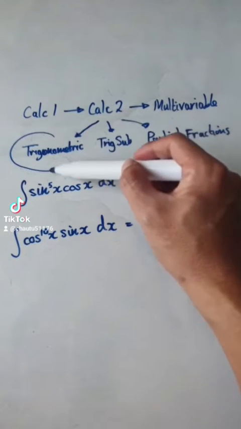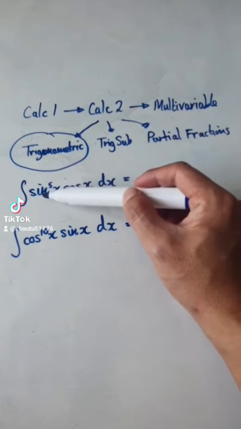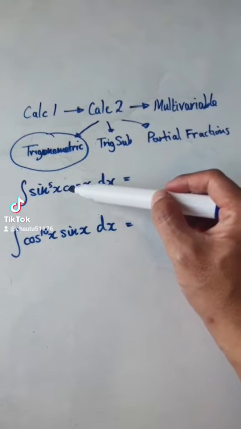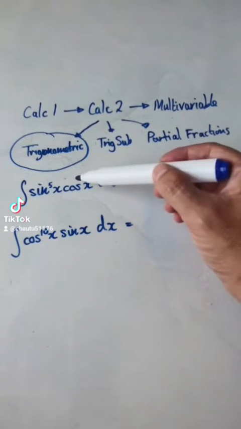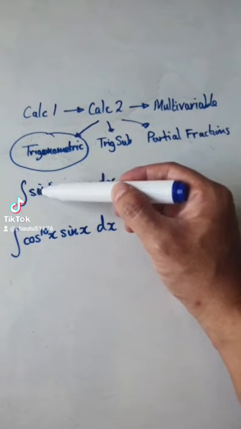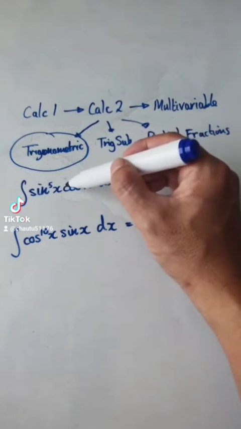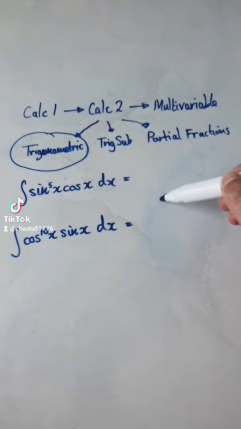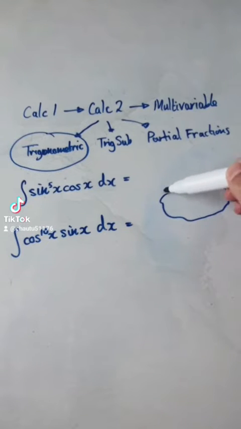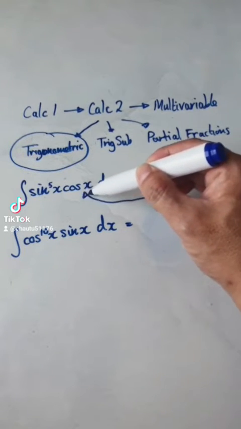Well, with trigonometric integration, you would get something like this. Integrate sine to the power of 5 x, cos x. So notice that cos is a derivative of sine. So when I ask you to integrate this, you are really looking for something in such a way that when you differentiate it, it gives you this thing here.